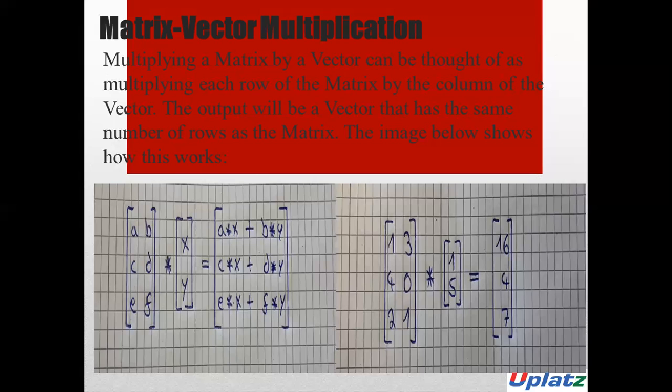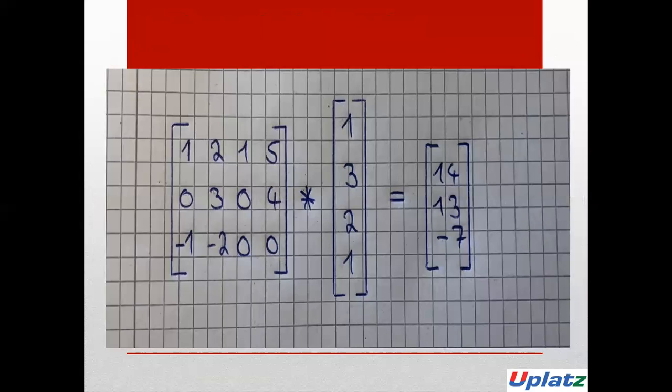So when you multiply a matrix by a vector, each row of the matrix is multiplied by the column of the vector, and the result will have the same number of rows as the matrix. And there is one more example here. It's a 3 by 4 matrix, correct? Each row of the matrix is multiplied by the vector.